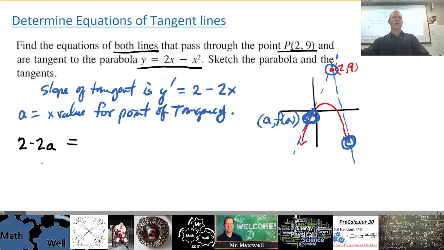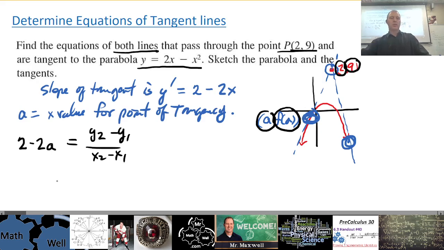And how do I get the slope? I get the slope from doing y2 minus y1, again, a is unknown, divided by x2 minus x1. Okay? So I'll just write that right here, y2 minus y1 over x2 minus x1. And I'm going to now fill in those values because I'm going to make an equation that just includes a. So the slope here is 2 minus 2a, and y2 is 9. y1 is f of a, which is actually 2a minus a squared.